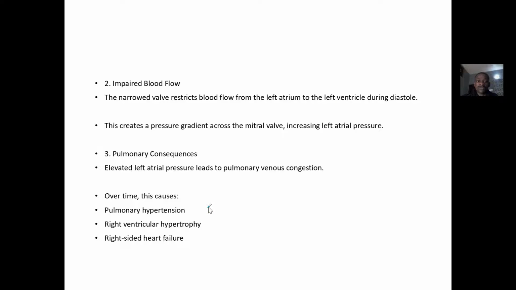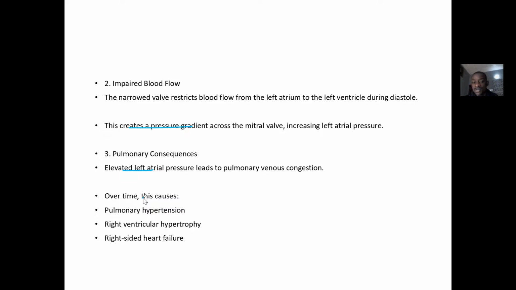So there's impaired blood flow. The narrowed valve restricts blood flow from the left atrium to the left ventricle. This creates a pressure gradient across the mitral valve, which increases left atrial pressure. Elevated left atrial pressure is what leads to pulmonary venous congestion. Over time it leads to accumulation of blood in the lungs, right?